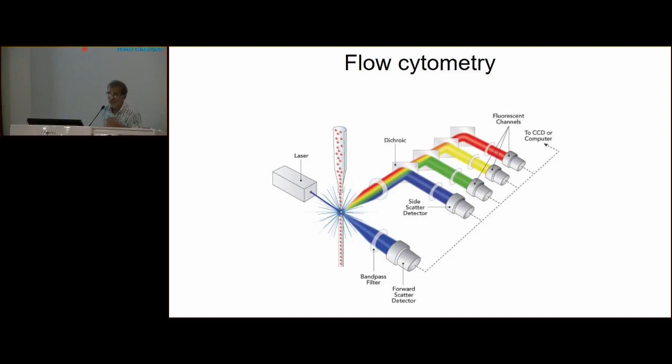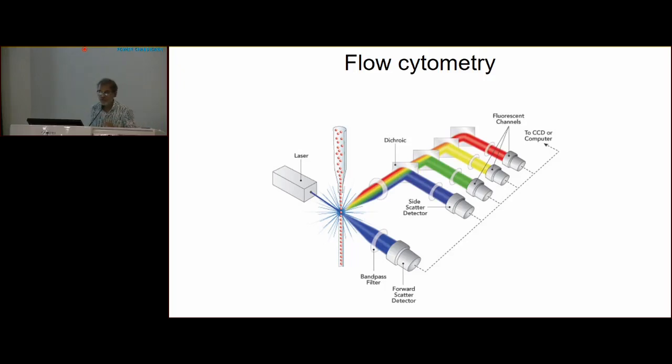And then when the light is detected, the electronics convert it into a signal, and then you get raw data which you have to analyze. So analysis is done by software. I'll not go into details, but basically this is the basic principle of flow cytometry.